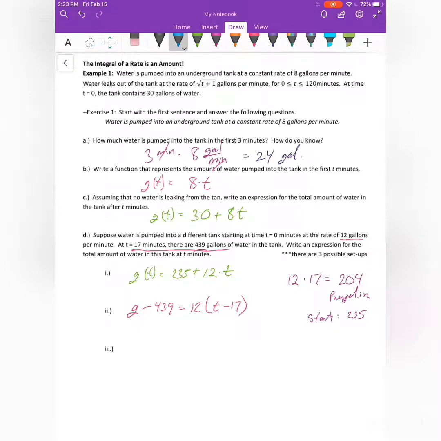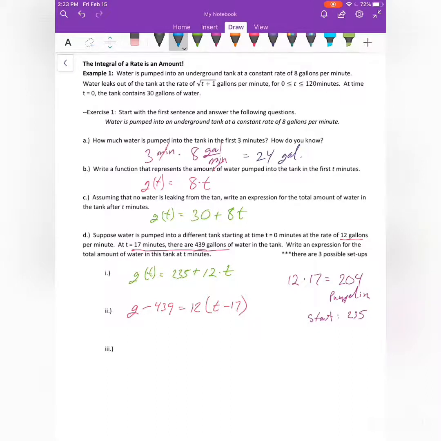The calculus way is the way you'll probably end up using in a lot of your problems. When they give you a value to start with, you usually use that as your initial amount. So weirdly, they give you a time at time 17. There's 439. That's not really like a start, right? It's kind of like in the middle, but it is a value that they gave you. It's like an initial condition.